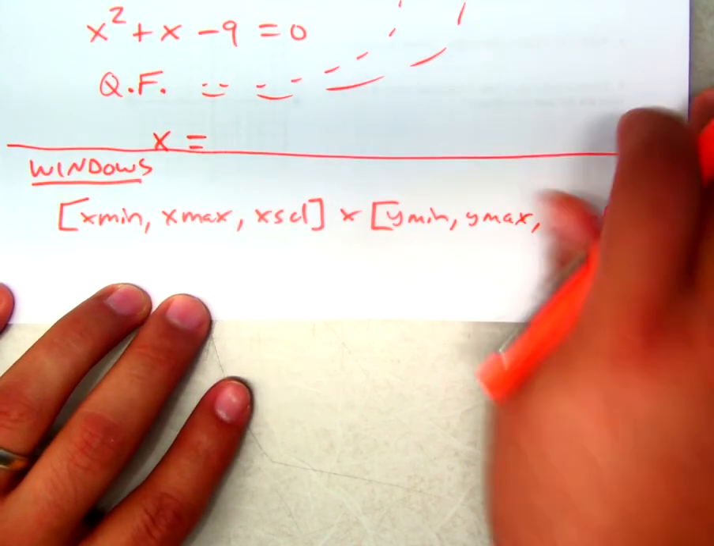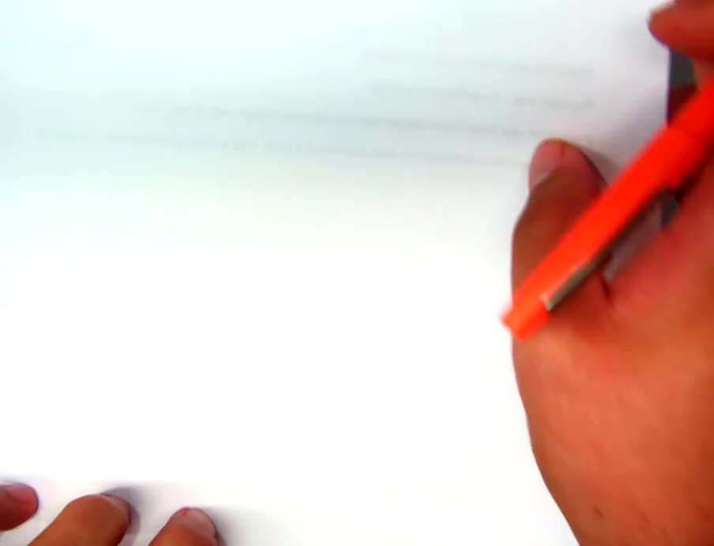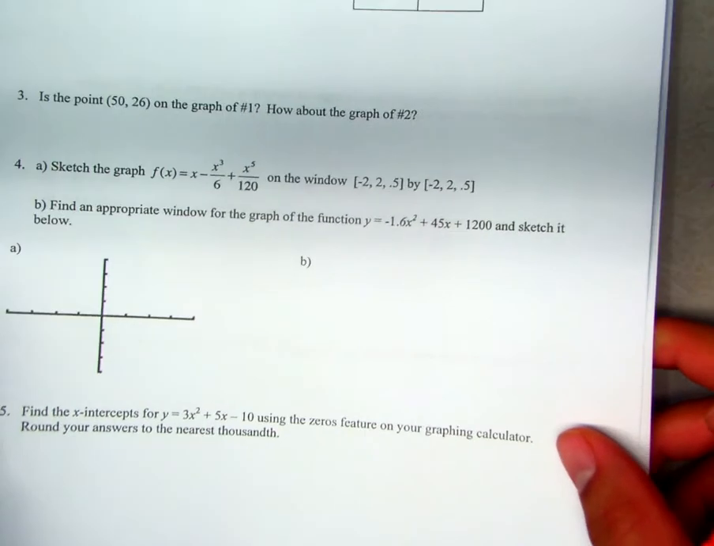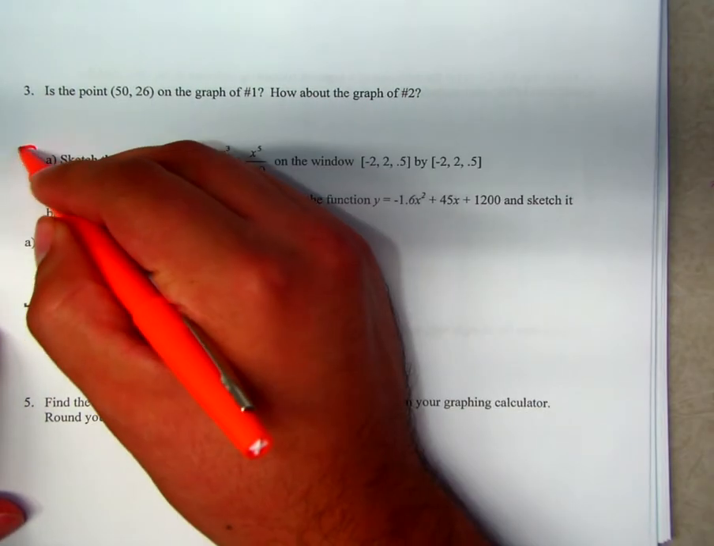Okay? So one thing you need to know how to do is if I give you an example of a graph and I say, change your window, you need to be able to do that, obviously. So let's do that real quick. If you take out your packets and open them up to the page that says graphs and the graphing calculator. Go ahead and take a look at 4A.